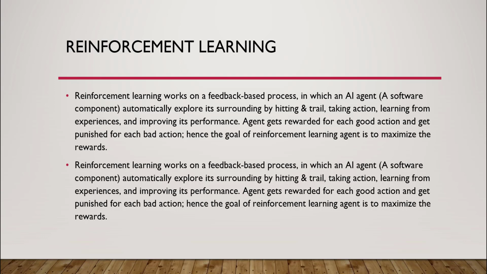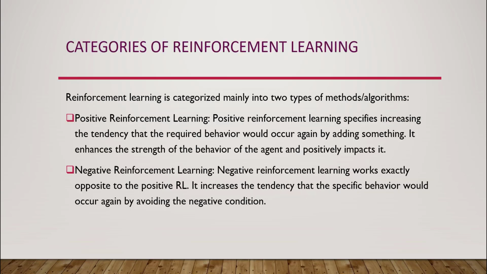So what is an example of reinforcement learning? Reinforcement learning works on a feedback process in which an AI agent automatically explores the surroundings and gets feedback. The model is self-learning. There are basically two types of reinforcement learning: positive reinforcement and negative reinforcement learning.